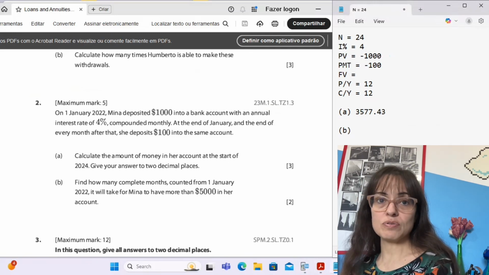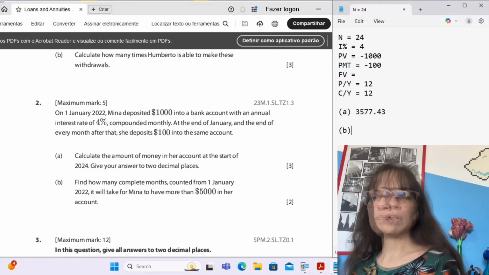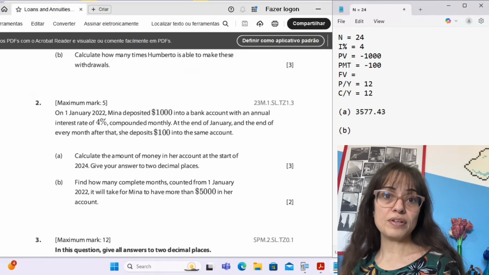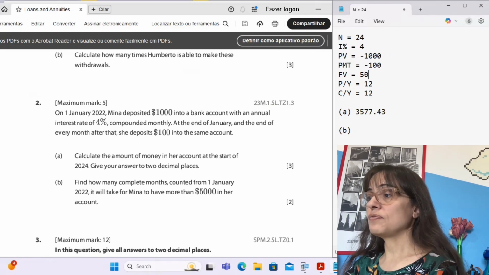And part B, find how many complete months it will take for her to have more than 5,000. So again, the same kind of question structure as the first one. In part A, they give you a fixed amount of time and ask for the future value. And in part B, they give you a future value that they want and ask you to find the time. That is very common.